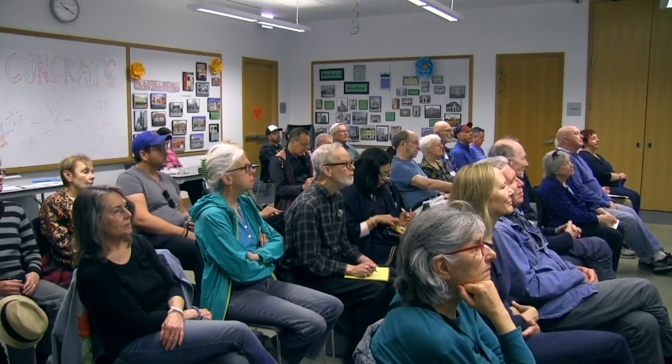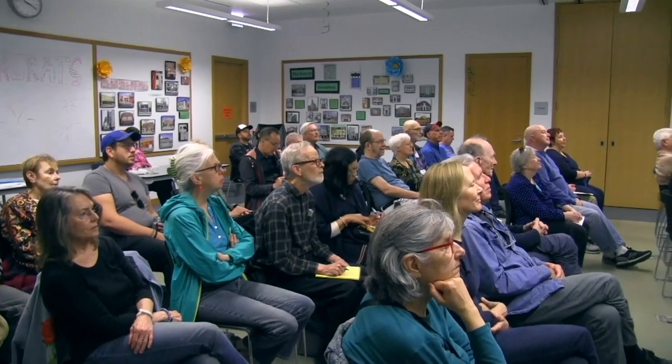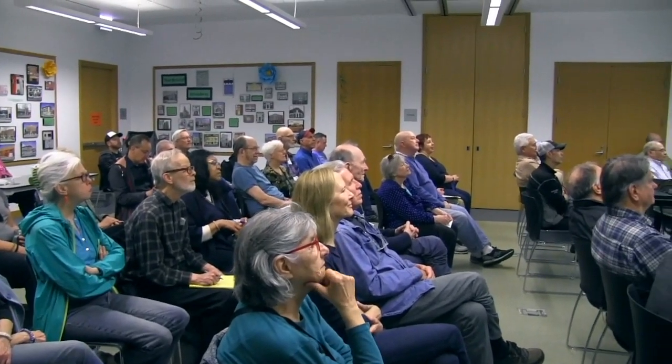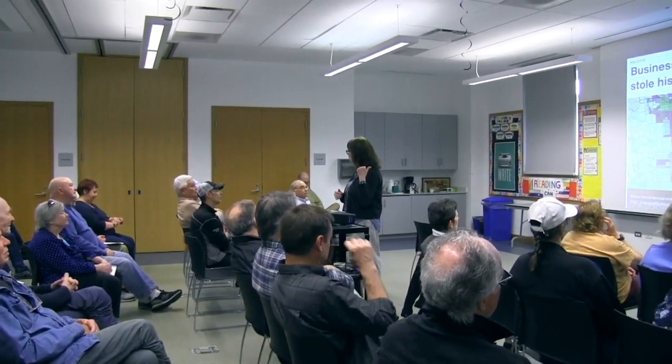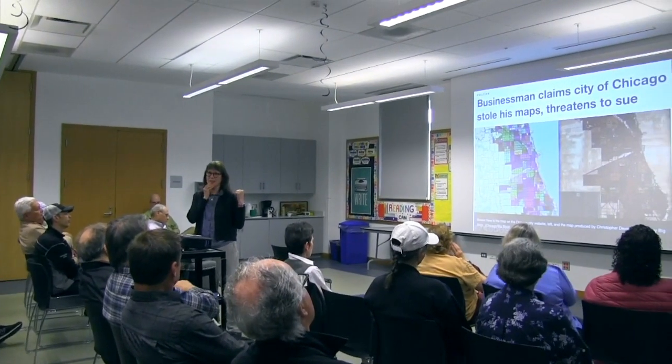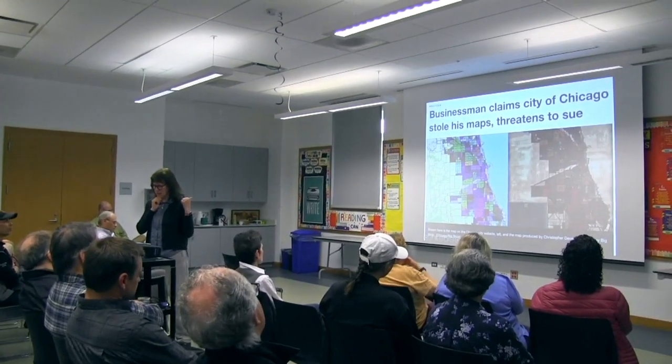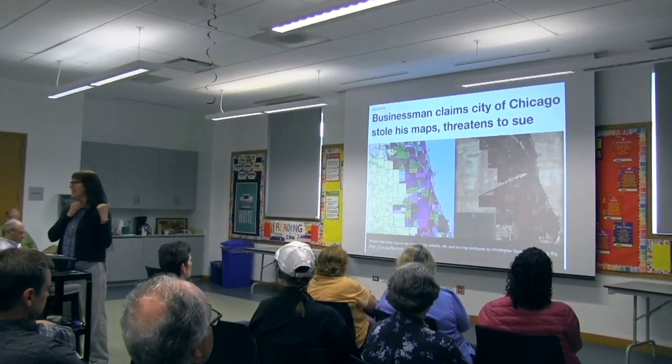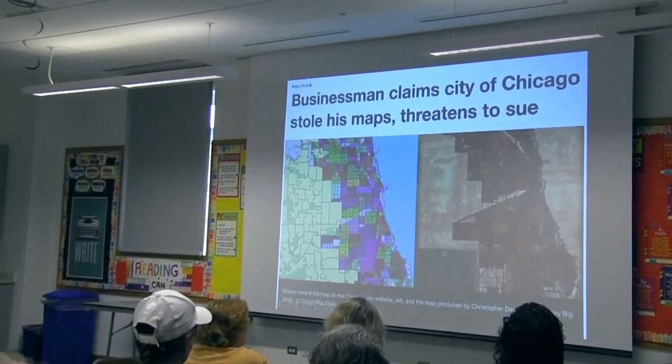And then later, the city adopted a neighborhood map of 228 neighborhoods. And apparently they were stealing the work of somebody else. Now, you know this guy who does this, Chris Devine is his name. Does anybody know him? He is a cool guy.